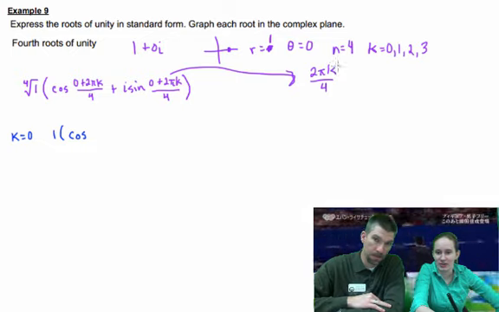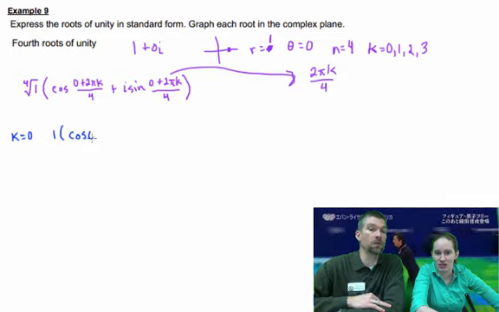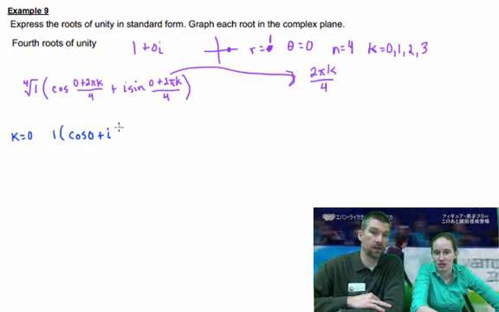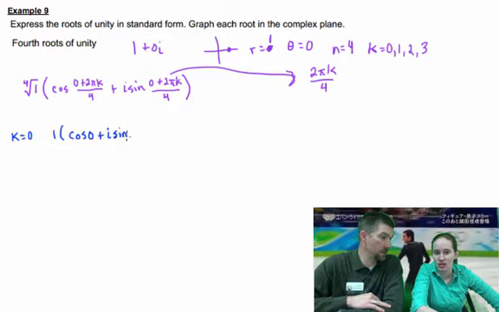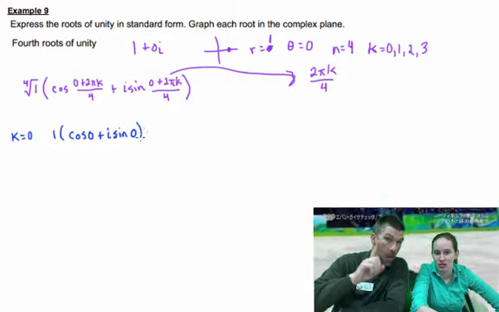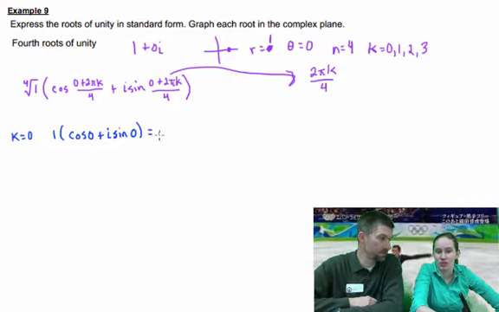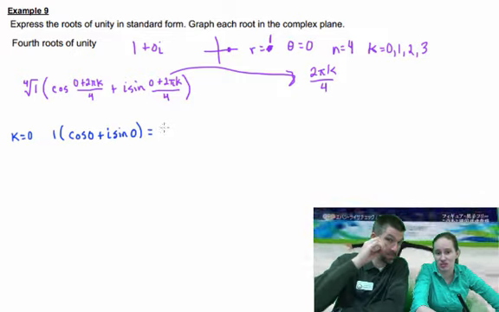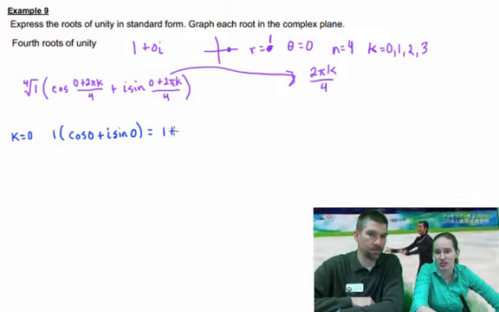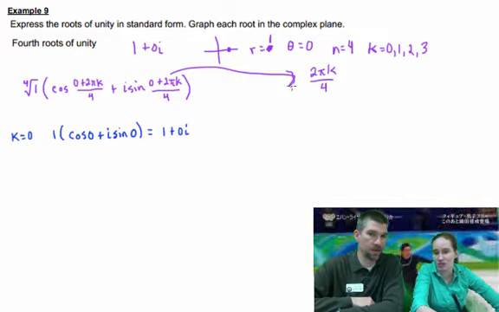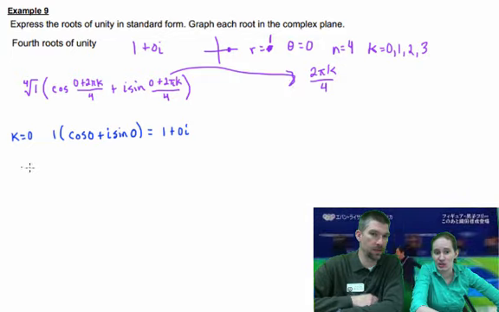Okay, well, if I plug in a 0 here, I get 0. Oh, so hey, looky there. By the way, we can do that. The cosine of 0 is 1. The sine of 0 is 0, which makes this 1 plus 0i, which is just 1. That's where we start.